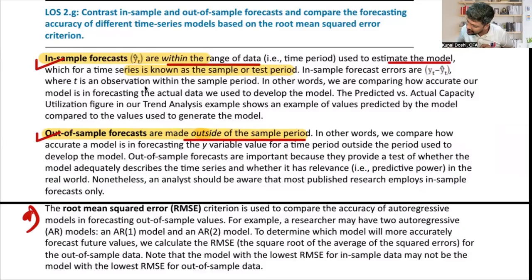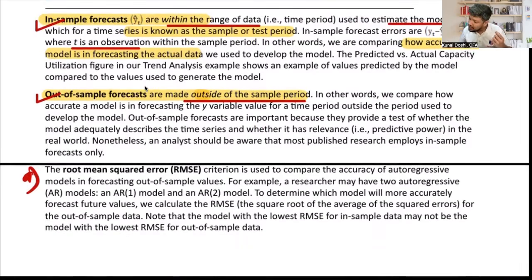In sample forecast errors, where t is the observation within the sample period. In other words, we are comparing what exactly? We are comparing how accurate our model is in forecasting actual data, correct? But what about out of sample? In out of sample also we are doing the same thing, but we compare how accurate the model is in forecasting the variable y for a time period outside the period used to develop the model.